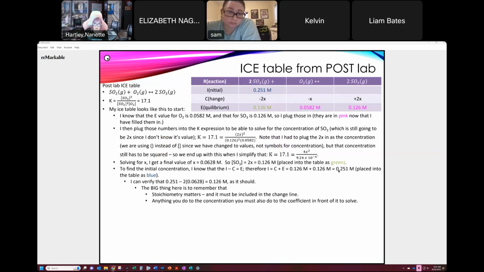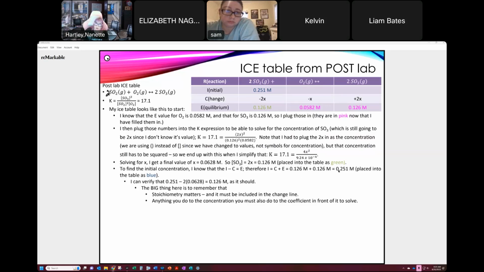I know that we start with SO2 plus O2 goes to SO3, and this should be a 2 out in front of here because that's how we balanced it. That was the first part that you had to do. Then you had to write the K, which is the SO3 squared over the SO2 squared times the O2, and that's equal to 17.1. Then I set up my ICE table based on that equation.